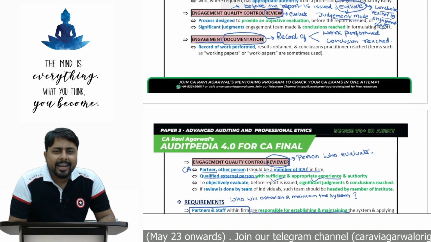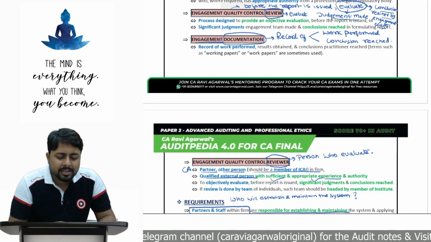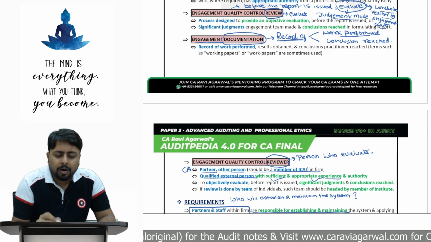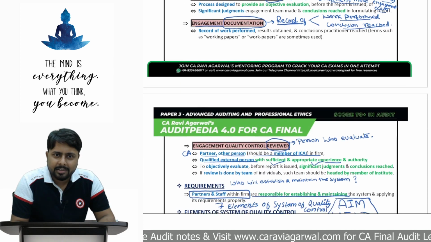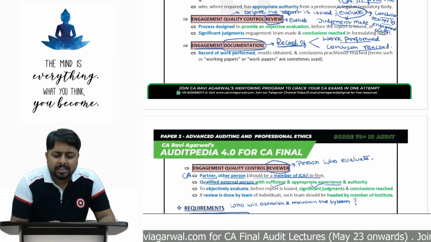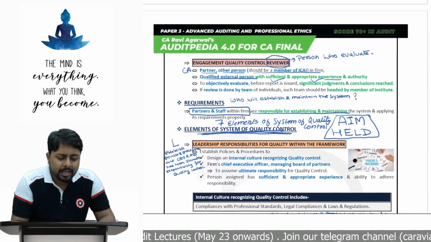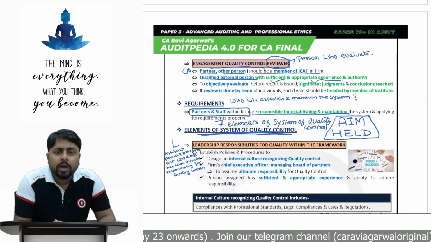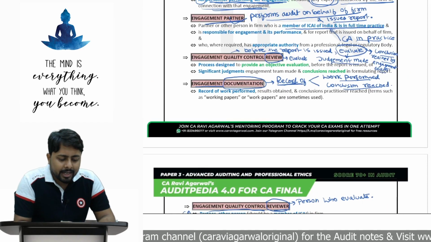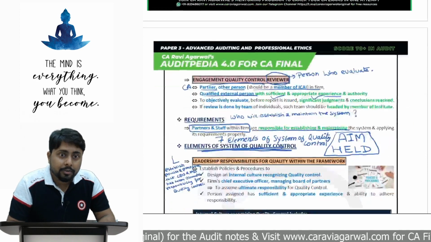Next is engagement documentation. Oh my god, you know about this engagement documentation. What is documentation? A record of what? Work performed and conclusion reached. The same thing we will study in SA 230. So engagement documentation is a record of work performed and conclusion reached. And the last definition is engagement quality control reviewer. The reviewer is a person who evaluates what we studied earlier, the engagement quality control review. Review means we evaluate, but who evaluates? The reviewer evaluates.